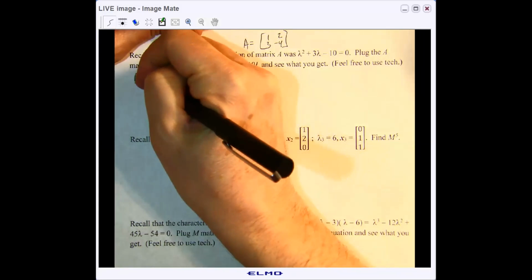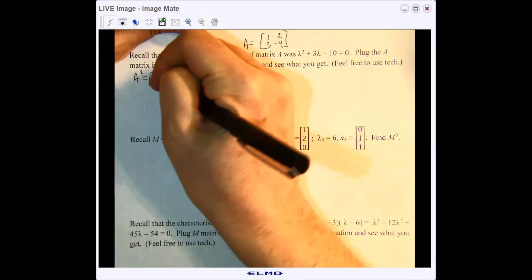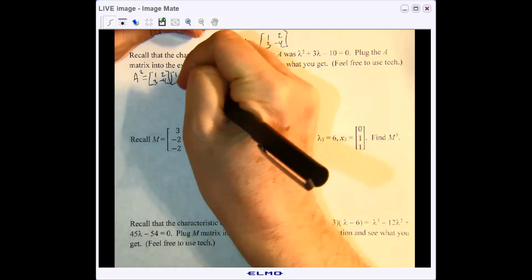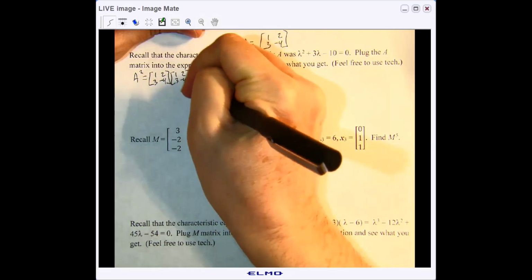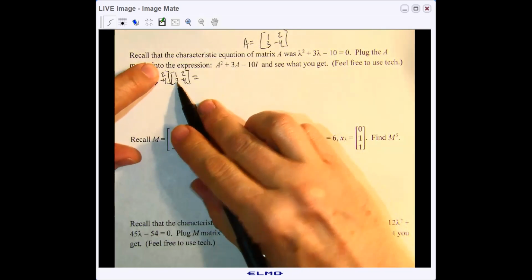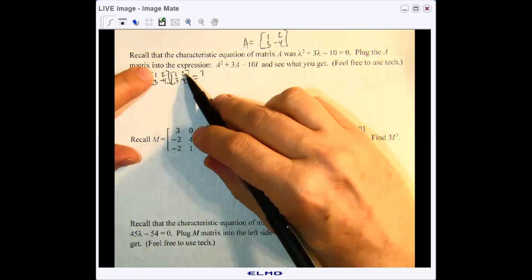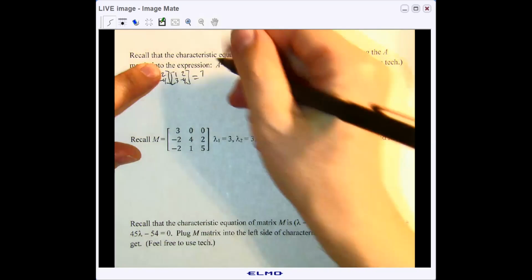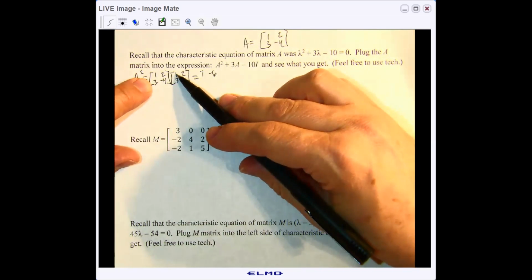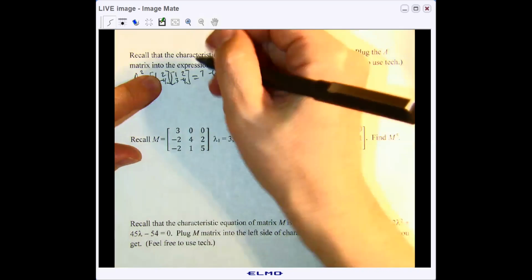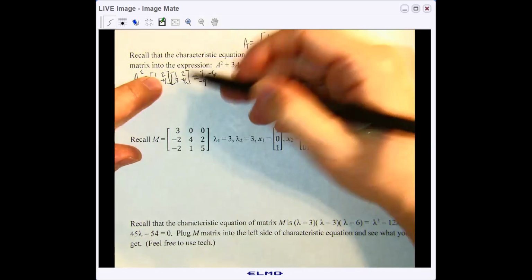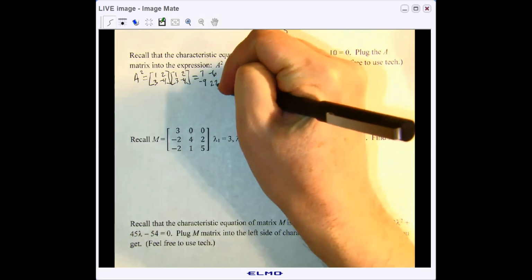To do that, let's quickly find A squared. Okay, so we'll have 1 plus 6 is 7. 2 minus 8 is -6. 3 minus 12 is -9. And 6 plus 16 is 22.